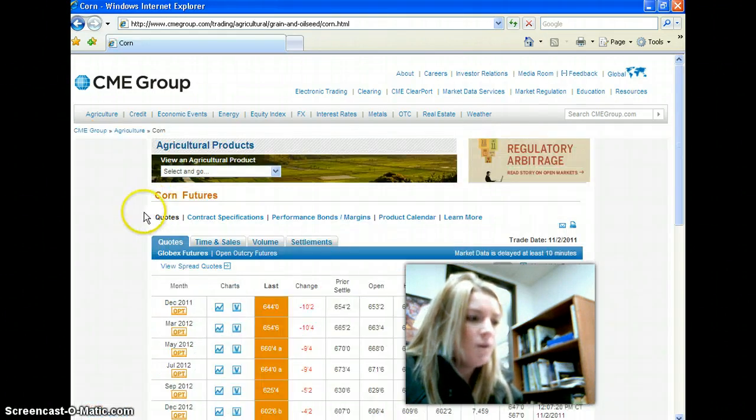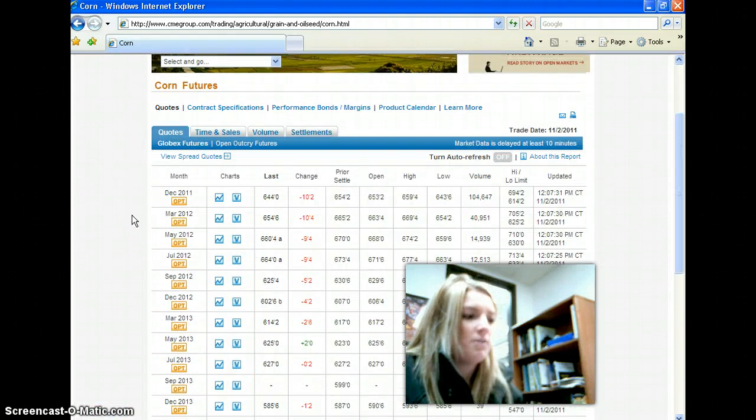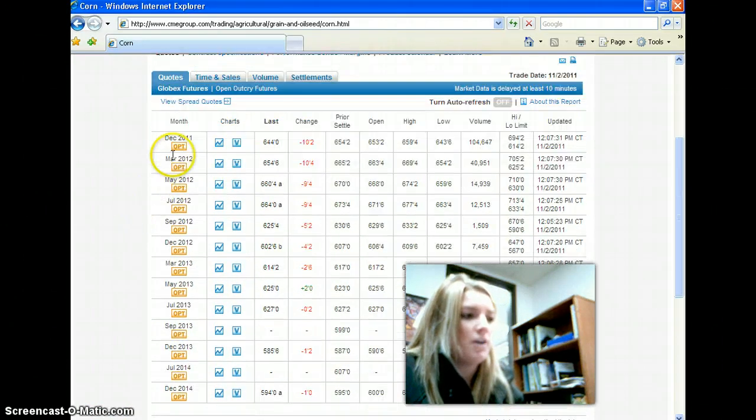Once you get in here, you can see that there are different months that are traded. Commodities are not traded every month. They're only traded 3 or 4 months out of the year. Right now we're on December 2011. There was actually a September corn, but since we're not in September anymore, it goes off. And so now we are looking at the December markets.